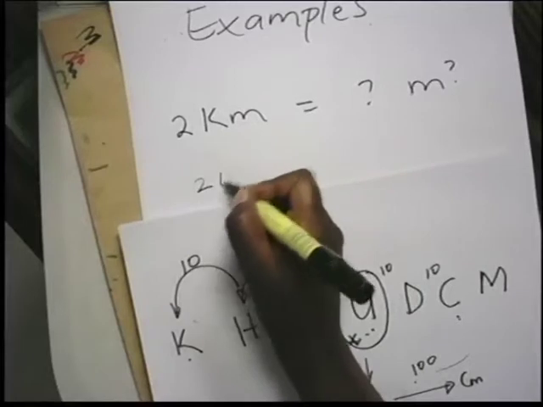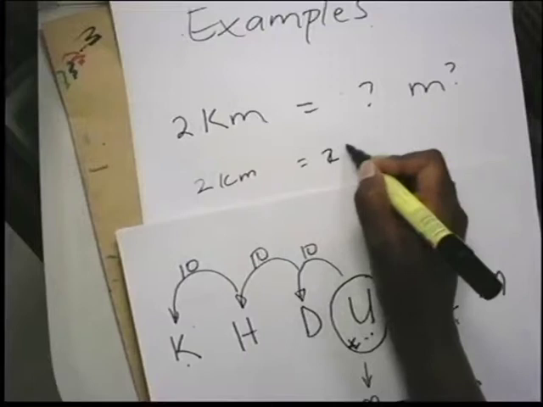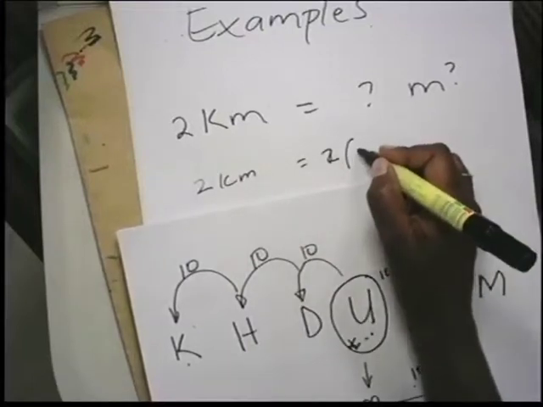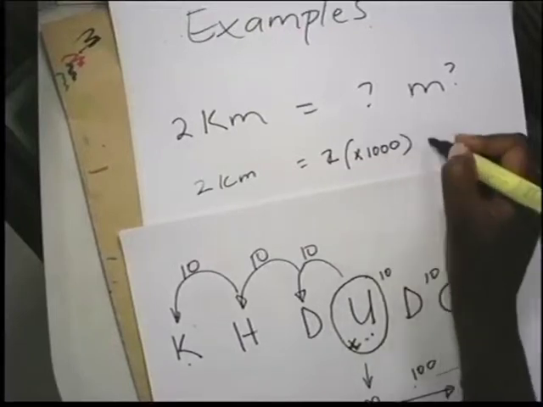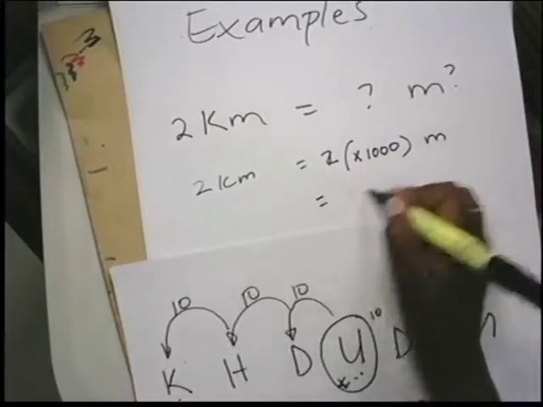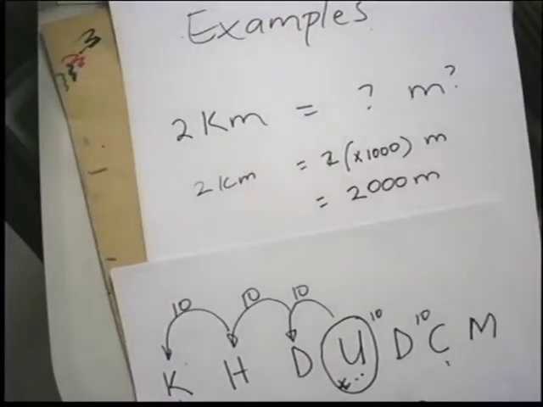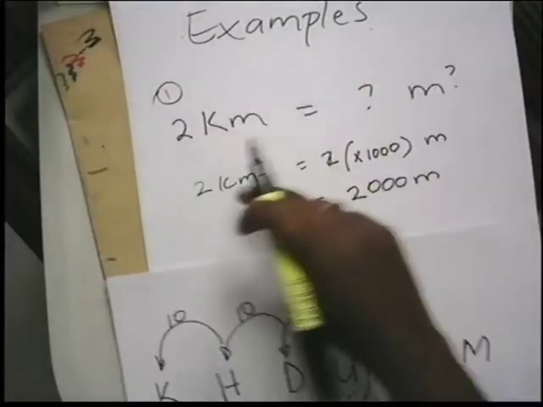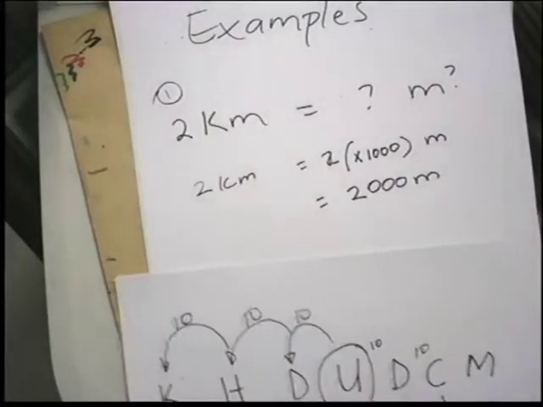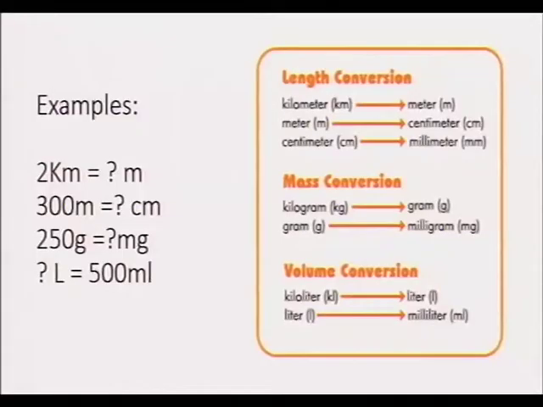So 2 kilometers is equal to 2. Now this is kilometer, we have to multiply by 1,000 meters. Then our answer will be 2,000 meters. That's the first example. This is the answer. From bigger to smaller, we are multiplying. Now let's go to the next example, which is 300 meter.